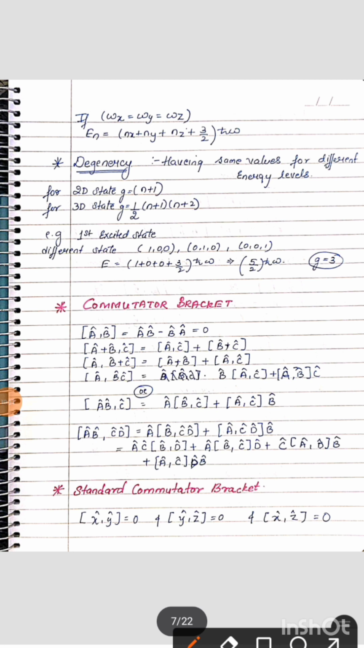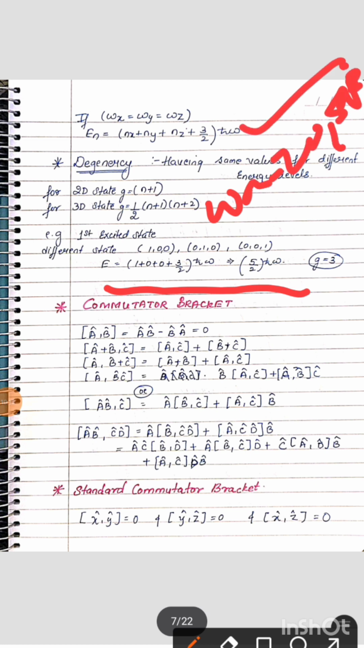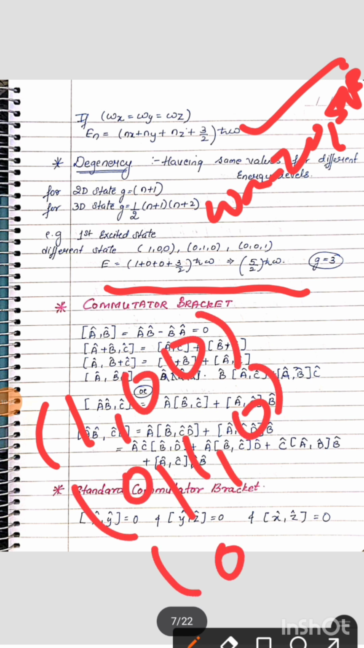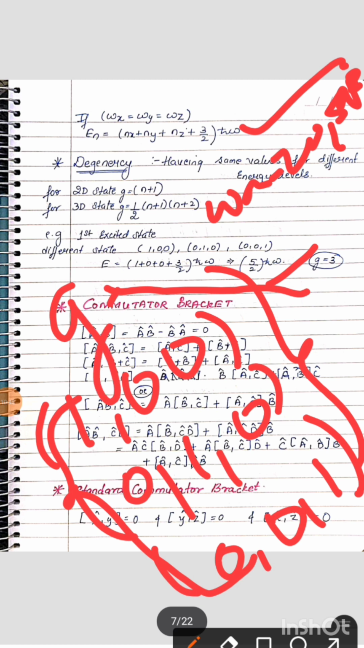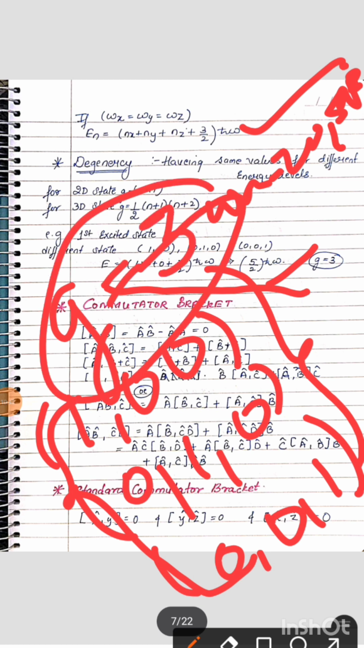Okay, see here I have written one example, the energy expression for the first excited state. This is not the full question. Here omega x, omega y and omega z are equal. If these three are equal, we know this is the formula, so directly substitute it here. For the different states, that is 1 0 0, 0 1 0 or 0 0 1, these are the three different states for the given energy, that is 5 by 2 h cut omega. Now I can say that for this energy 5 by 2 h cut omega, my degeneracy G is equal to 3. Okay, you have to remember this.